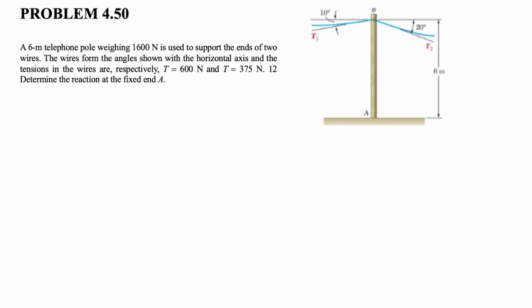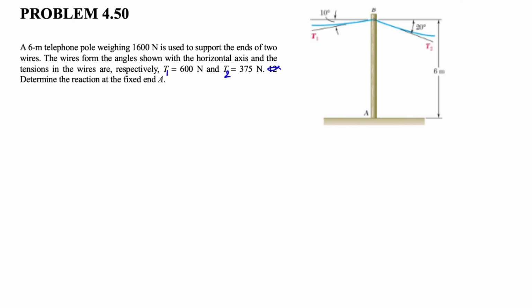We know the wires form the angle shown with the horizontal, so the left one has the angle of 10 degrees and the right one has the angle of 20 degrees, and the tensions in the wires are, the left one, T1, is 600 Newton, and T2 is 375 Newton. So we need to determine, this 12 is a typo, ignore that. So we need to determine the reaction at the fixed end A.